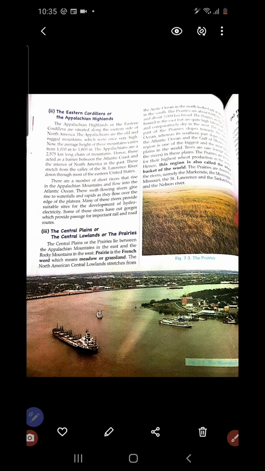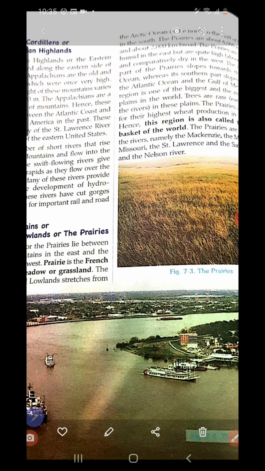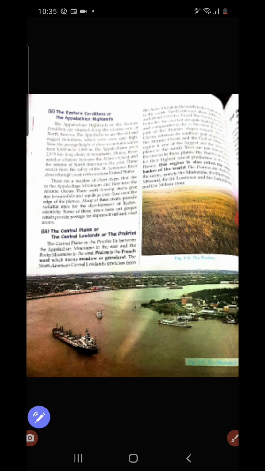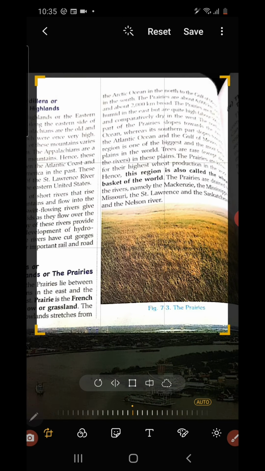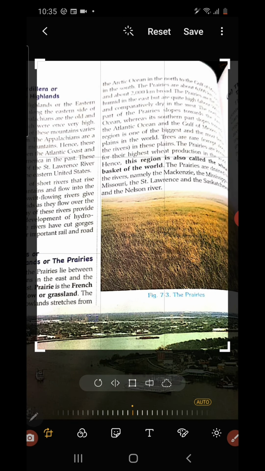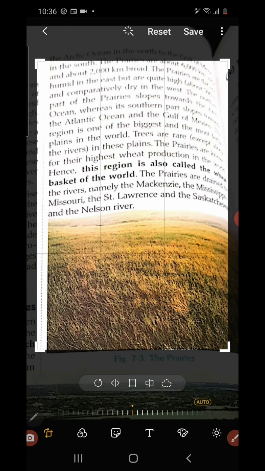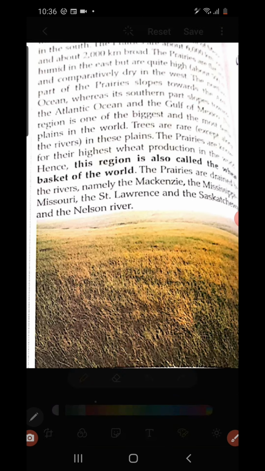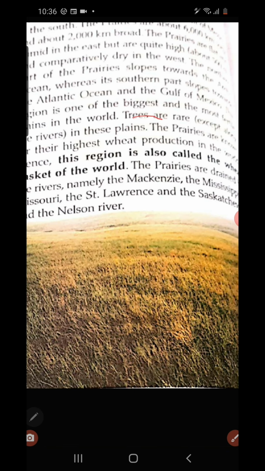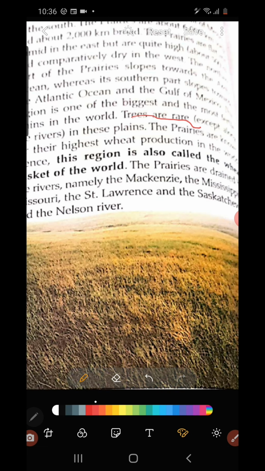The next point is the slope of the prairies. The slope of the prairie is, in the north, towards the Arctic Ocean, and in the south, towards the Atlantic Ocean. Then trees are rare. I told you why trees are rare in the prairies, because of the low rainfall. Very few trees are there.